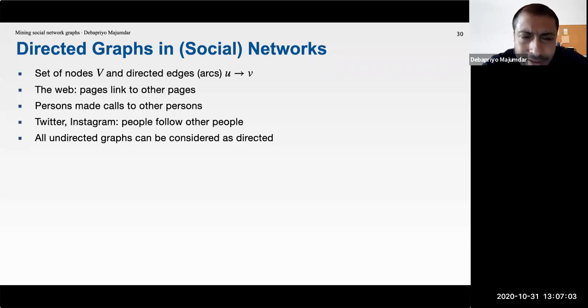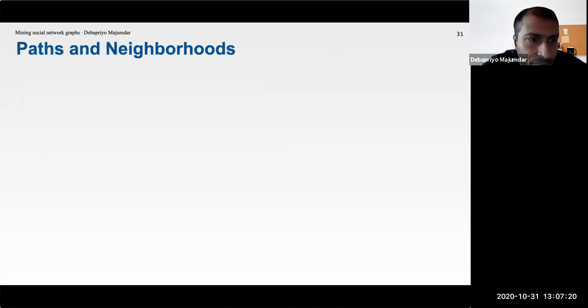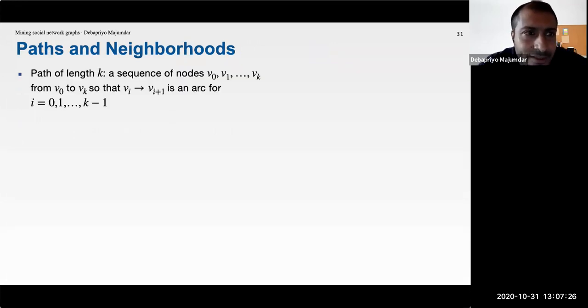Now, all undirected graphs can also be considered as directed. You simply add both edges, right? So think of each edge as a bidirectional edge. So the following concepts, which are useful for directed graphs, can be used for social networks in general. Paths and neighborhoods. A path of length k is simply a sequence of nodes v0, v1, dot dot dot, vk, so that vi to vi plus 1 is a directed edge. Essentially you can go from this node to that node. That's a path of length k.